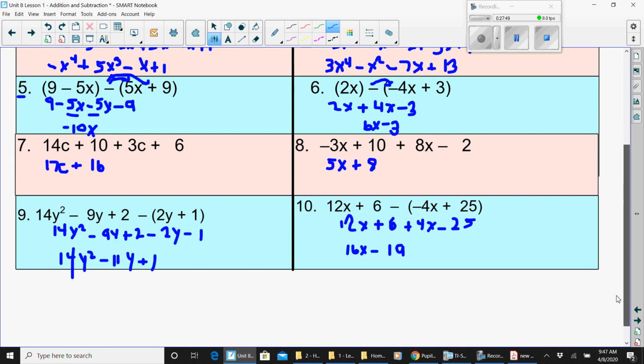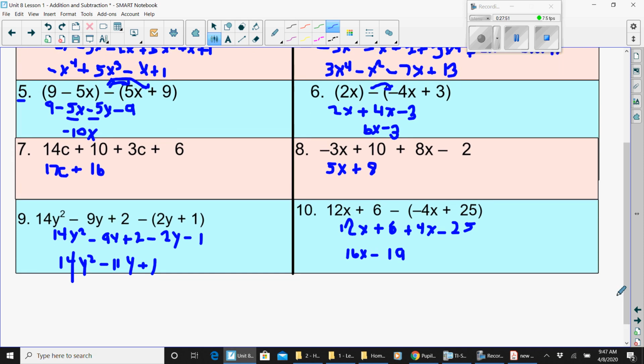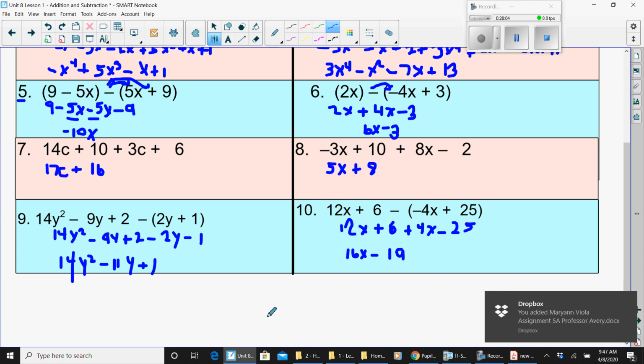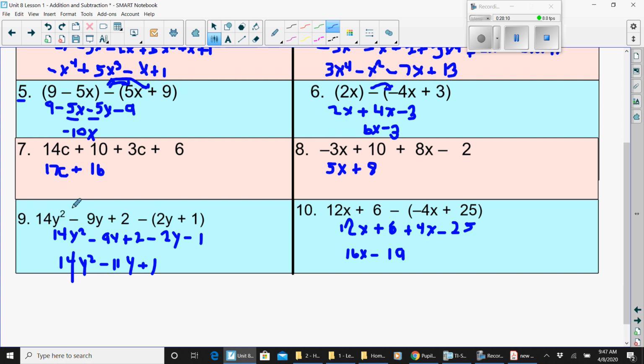And then 7, there's no parentheses, so it's a little bit easier. You just combine like terms. You get 17c plus 16, and 8 is 5x plus 8, combining like terms. And then you have 14y squared minus 9y plus 2.